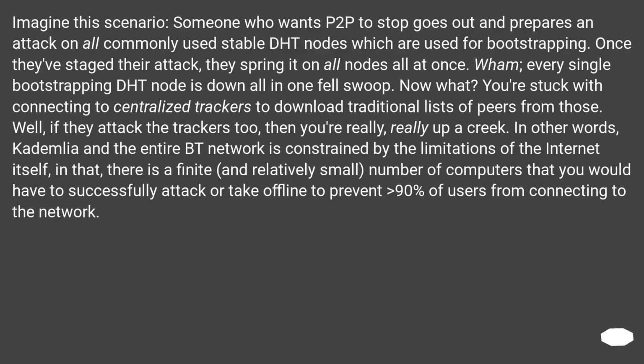Imagine this scenario: someone who wants peer-to-peer to stop goes out and prepares an attack on all commonly used, stable DHT nodes which are used for bootstrapping. Once they've staged their attack, they spring it on all nodes all at once. Wham! Every single bootstrapping DHT node is down all in one fell swoop. Now what? You're stuck with connecting to centralized trackers to download traditional lists of peers from those. Well, if they attack the trackers too, then you're really up a creek.